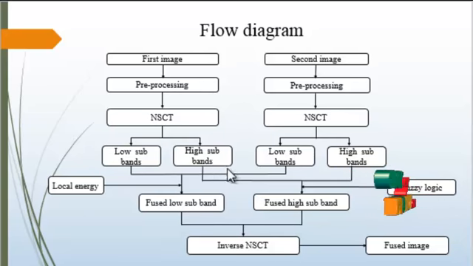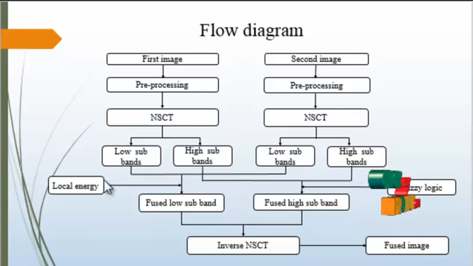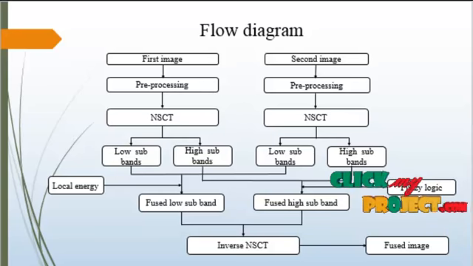After transformation, we get both low subband and high subband images as output. For the low subband, we have fused the coefficients with local energy, and for the high subband, the coefficients are fused with fuzzy logic. Fuzzy logic is a form of many-valued logic in which the truth values of variables may be any real number between 0 and 1, considered to be fuzzy.